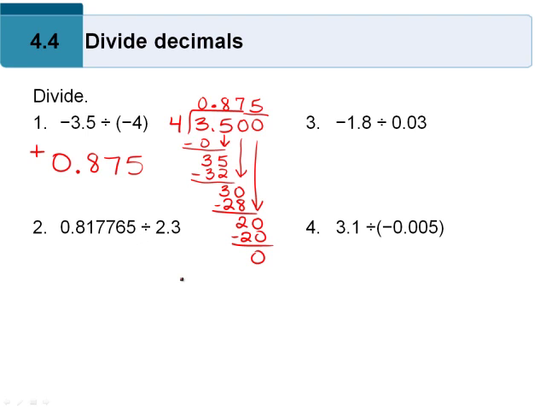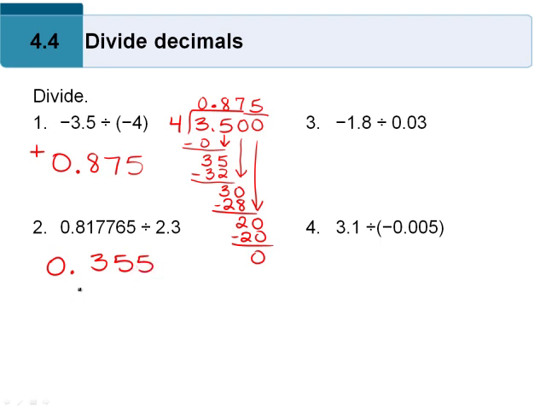And I got the same thing, so that's good. Okay, so the first number is always the number that you put into the calculator first. All right, so look at number 2, 0.817765 divided by 2.3. So thank goodness for calculators, because I do not want to do that by hand. So divided by 2.3, and I got 0.355, and the 5's kept repeating.